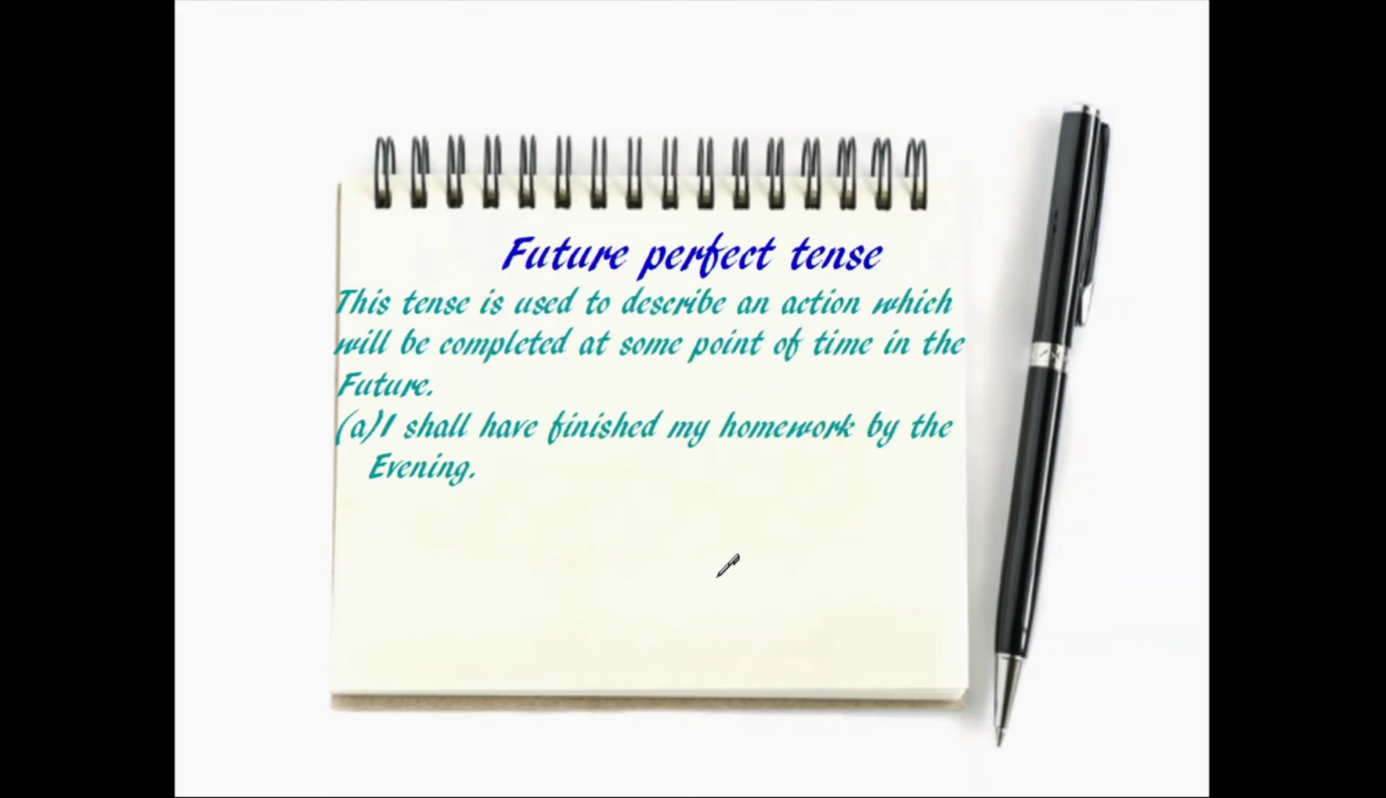Now here is the third type of future tense, that is future perfect tense. This tense is also used to describe an action which will be completed at some point of time in the future. So it's future, and perfect means it is just completed or will be completed. Always remember that. For example, I shall have finished my homework by the evening. See, I shall have. It is like it will be completed by the evening.